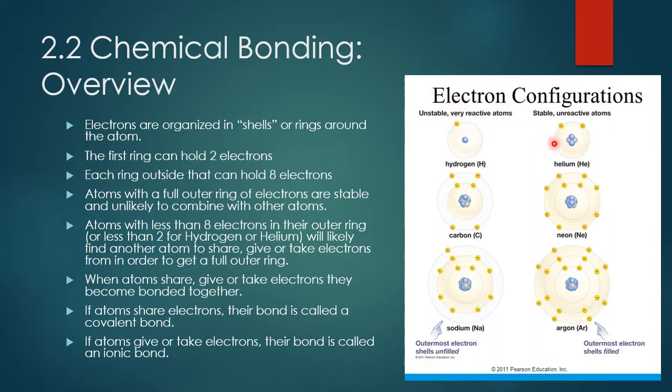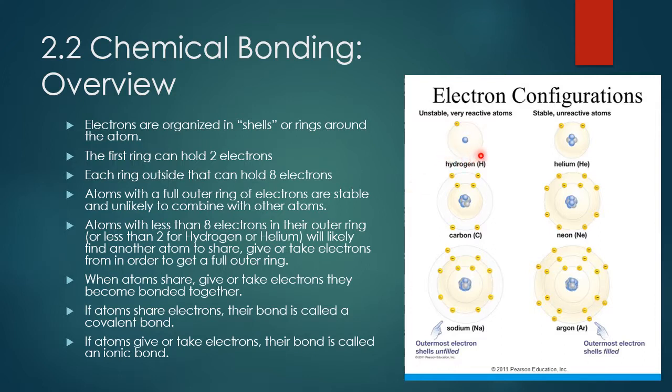Now helium, on the other hand, has an atomic number of 2, so 2 protons and 2 electrons. So this outer ring with 2 electrons is full. It has its 2 electrons, it's very stable, so it does not tend to combine with other atoms very readily. Now, that's the first ring here around the atom.